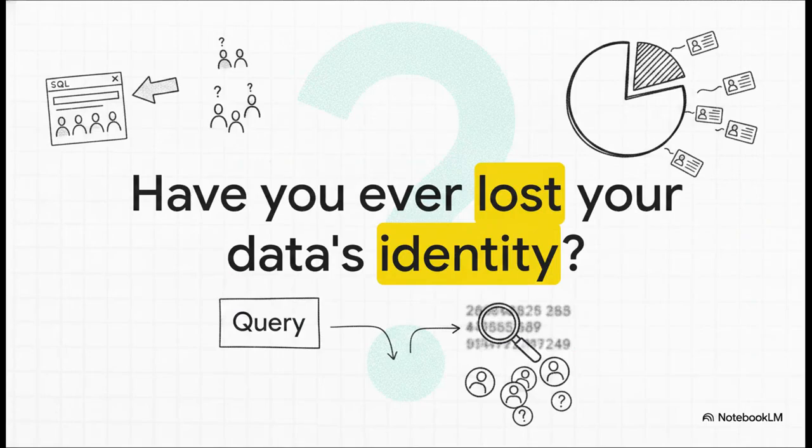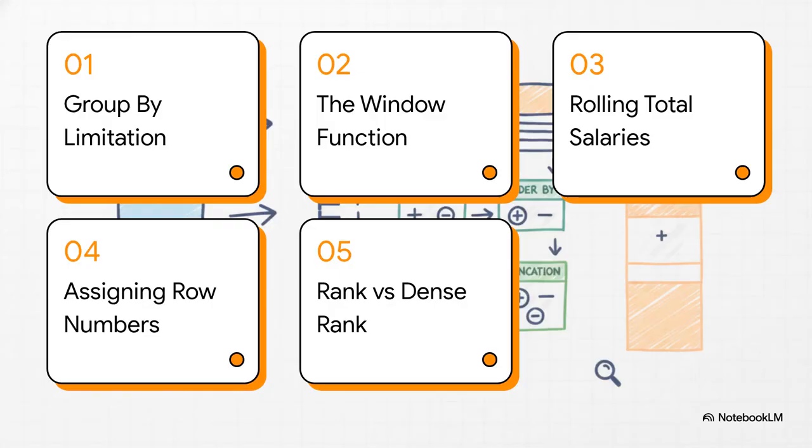So have you ever run a query to find some basic averages and suddenly, bam, your individual employee details just completely disappear? It's incredibly frustrating, right? You want to see the big picture mathematically, sure, but you also literally need to know exactly who makes up that picture on the ground floor. Here is our syllabus for today's code clinic.